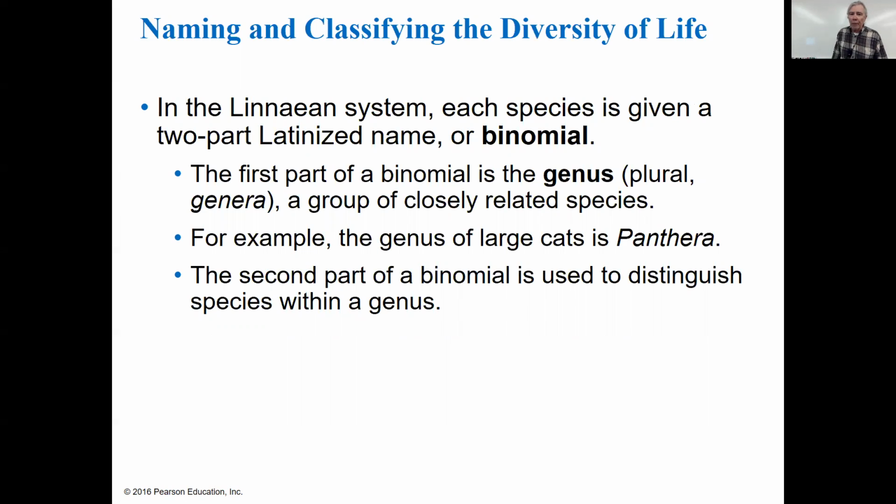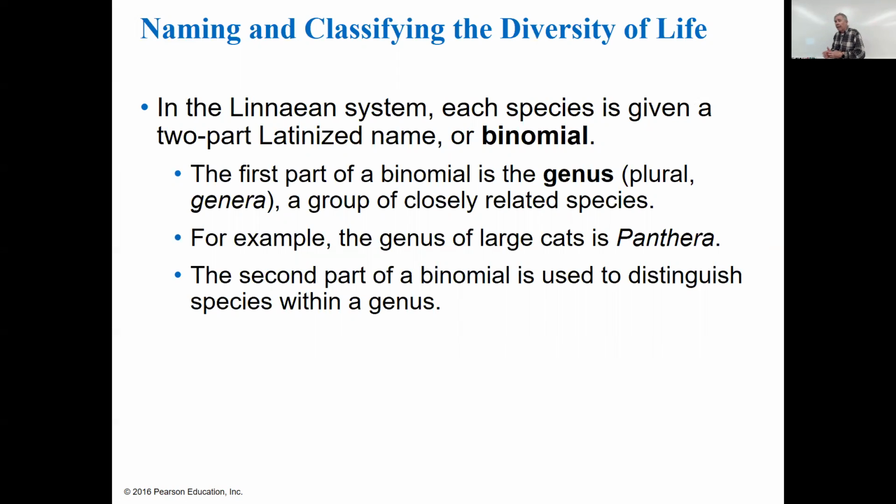It's also called binomial nomenclature. It's a two-part Latinized name, and this is important for giving organisms unique names. Now, sometimes when we do ID in organisms, like a tree ID, we use common names. But the thing is, common names can differ from one part of the world, and even one part of the country, to a different part.